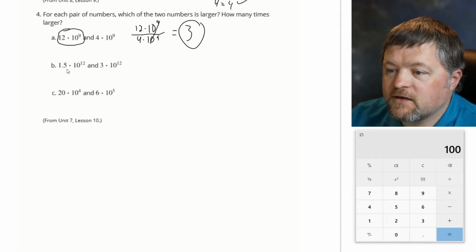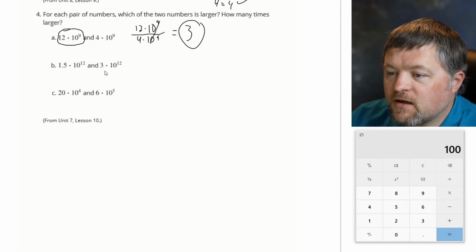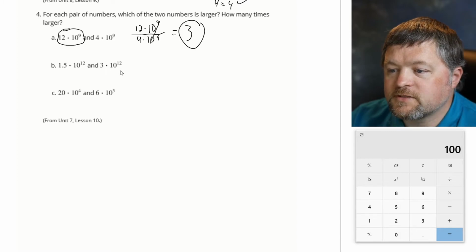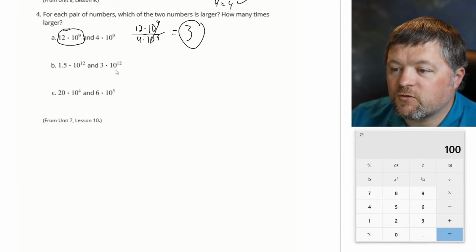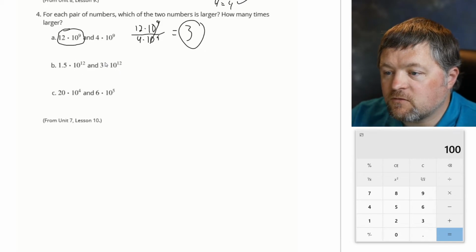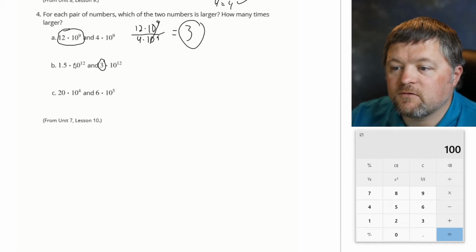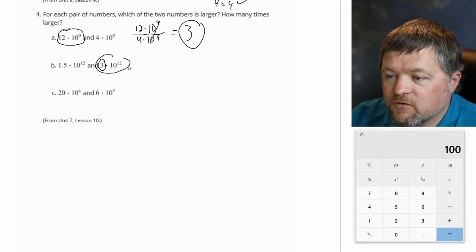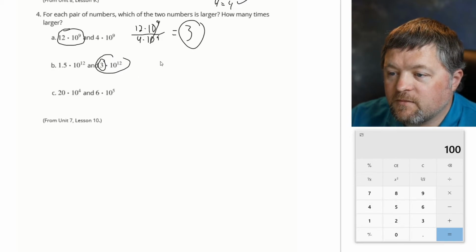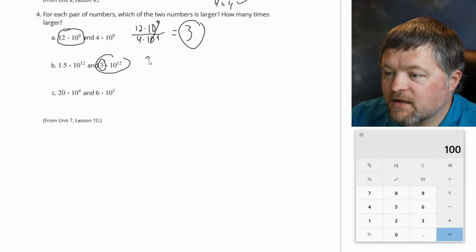Our next one here is 1.5 times 10 to the 12, and 3 times 10 to the power of 12. They are both times 10 to the power of 12. Which one is larger? Well, 3 is larger than 1.5. So this number is larger. How many times larger? We can divide again.